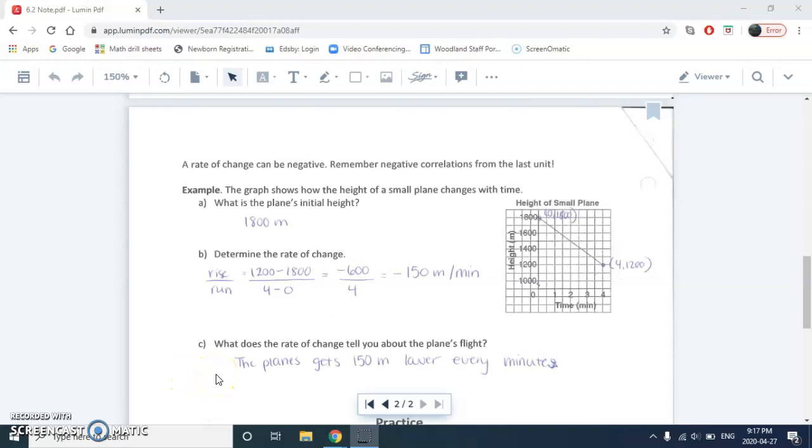Now, what does this rate of change tell you about the plane's flight? It tells you that the plane gets 150 meters lower every minute. So that's why it's a negative number, because we are descending. If we were continuing to go up, then we would have a positive number, but we are going down. So 150 meters every minute.